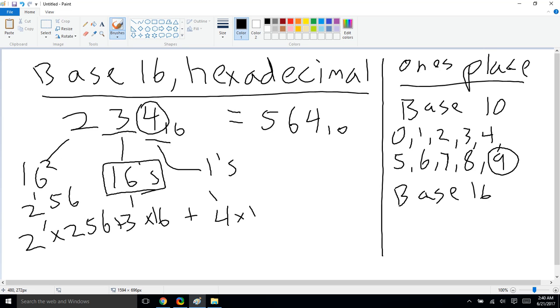So that means we need extra symbols. So we need to have A, B, C, D, E, F. And what these mean in base 16: A means 10, B means 11, C means 12, D means 13, E means 14, and F means 15. So when we get bases higher than 10, we need to have extra symbols, because you have as many symbols as whatever your base is.